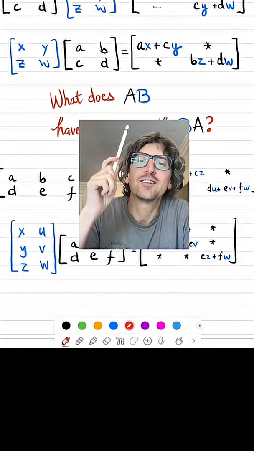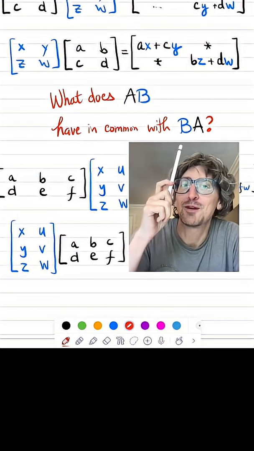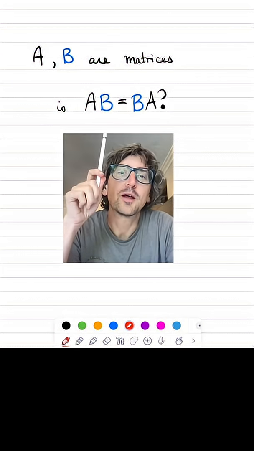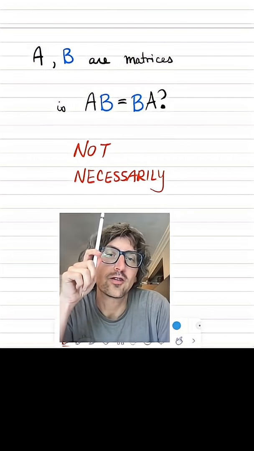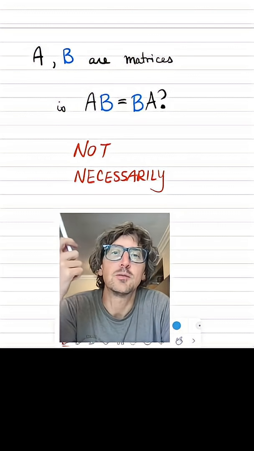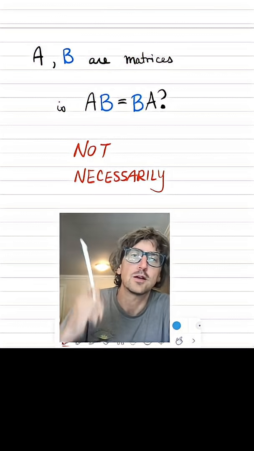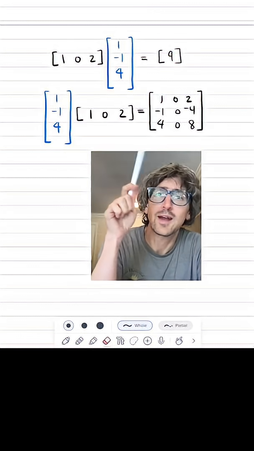Talk about matrices and see what A times B has in common with B times A. If you know about multiplying matrices together, you know it's not necessarily the case that multiplication is commutative. These two products might be completely different. And I mean completely different. They might even have different sizes.